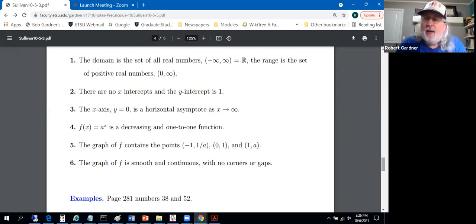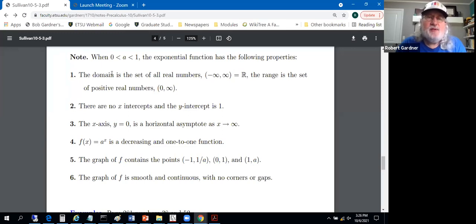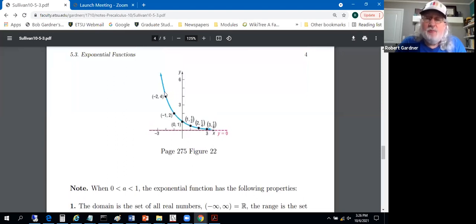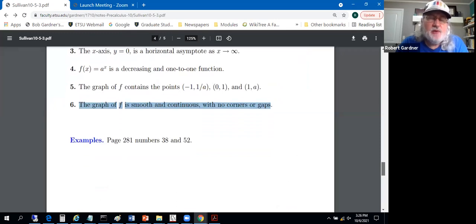So this time, remember, a itself is between 0 and 1. So a is less than 1. 1 over a is greater than 1, by the way. And taking Sullivan's word for it again, the graph is smooth and continuous with no corners or gaps. I could draw it without picking up my pencil. It simply decreases and is a continuous function. A topic to be dealt with in great detail in Calculus 1. Exponential functions will be dealt with in great detail in either Calculus 1 or Calculus 2.